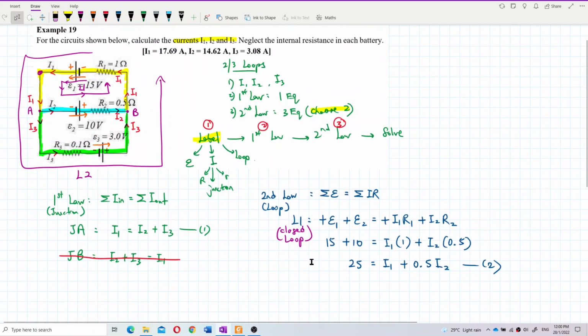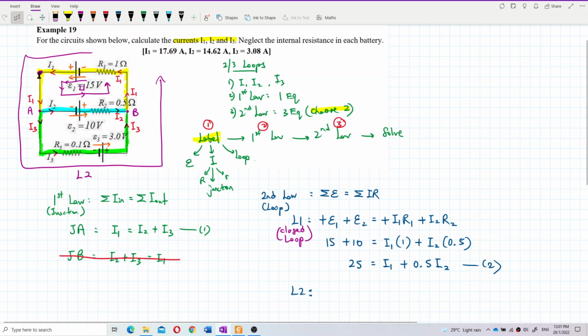So I need another loop, which I choose as the outside loop, loop 2. For the second law, I need two equations. I already have one equation, and I need to get another equation, which is loop 2. It's also a closed loop. You see that? It's also a closed loop.